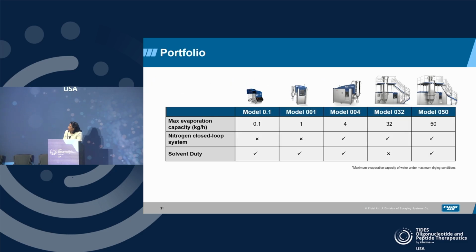The electrostatic dryers, the machines, are available from bench top to production scale. Those numbers that you see are representative of the maximum evaporation capacity, in kilograms per hour, of liquid that's evaporated at maximum conditions. That's the machine operating at maximum conditions of temperature, flow rate, and such. So you would need to optimize for your specific materials to get that out. But that means model 1 is 1 kilogram of water per hour at maximum conditions.